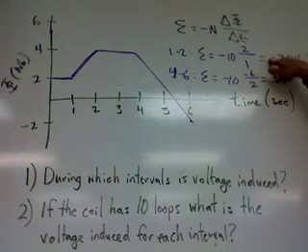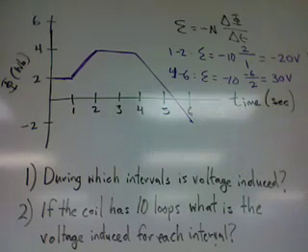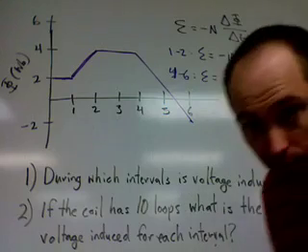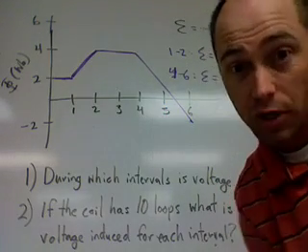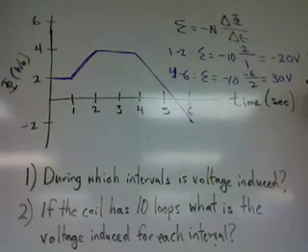Well, what does the positive and negative mean? What that really means is that if you were to induce a current, and I could ask you to find the current by using Ohm's law, you'd have to know the resistance. But in one interval, the current would go one way, then the current would go the opposite way. So if this was clockwise, that would be counterclockwise. If that's counterclockwise, that would be clockwise.